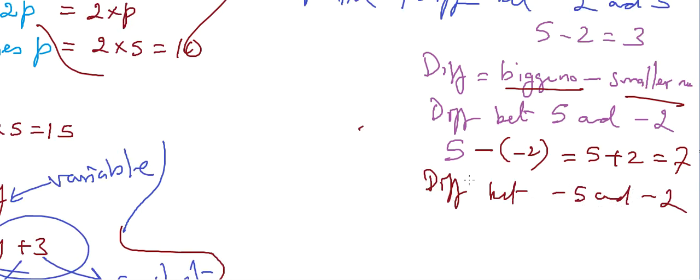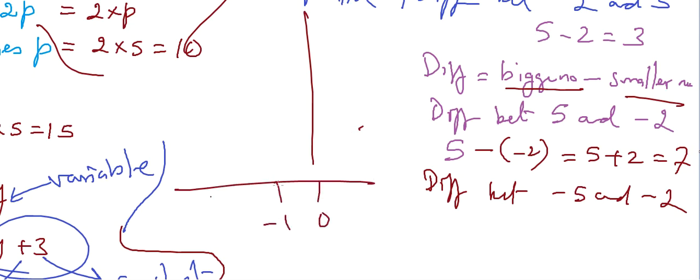because for any number on the number line, say it comes here, 0, minus 1, minus 2, minus 3, minus 4, and so on, the number on the left is less than the number on the right. The number on the right is always bigger than the number on the left.